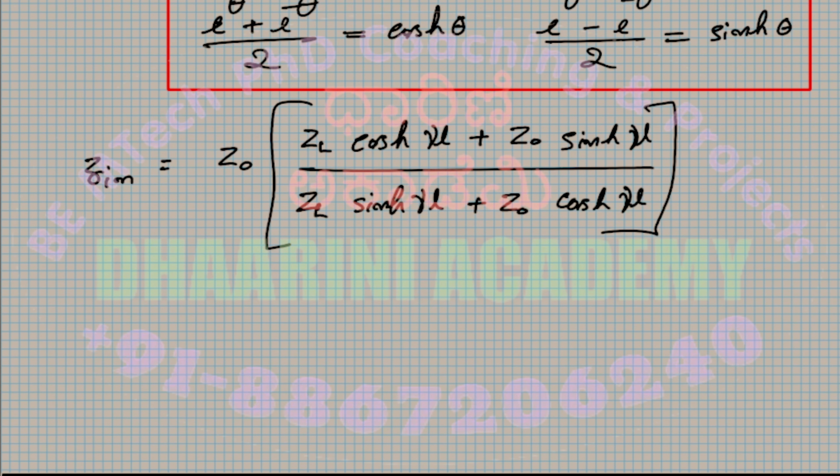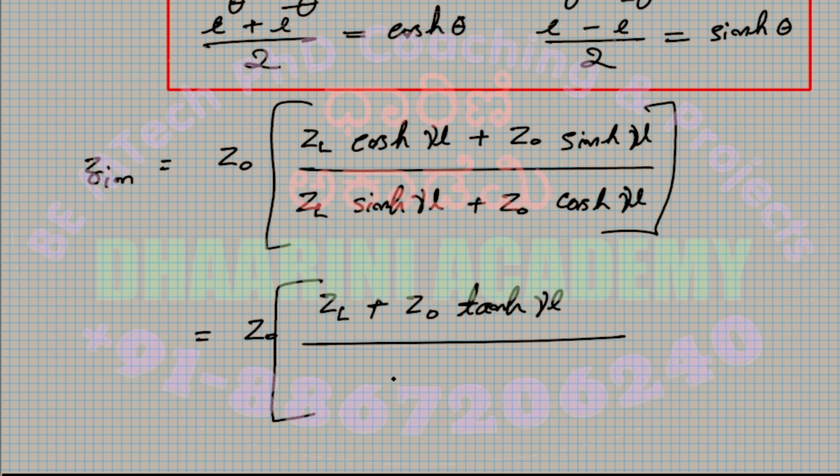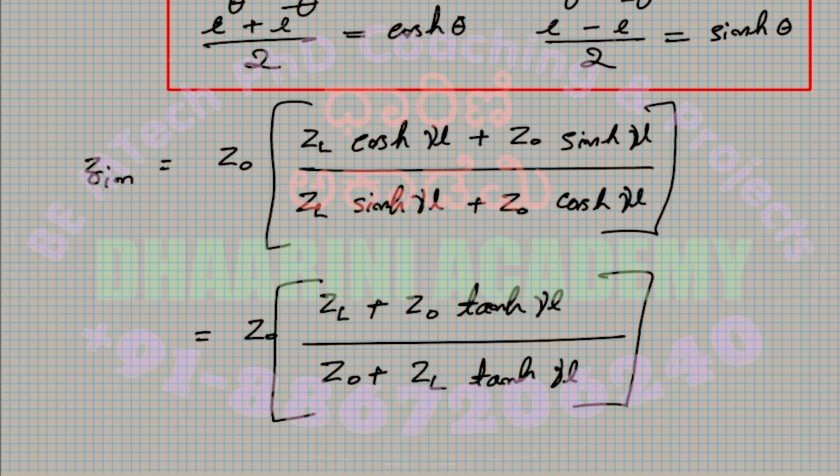Right? For simplicity, let us try to divide both the numerator and denominator by, say, cos hyperbolic, because sine by cos is tan. I can write an easier representation. So this is equal to Z naught into, yeah, so I have ZL plus Z naught tan h gamma L whole divided by denominator. The sine by cos gives you a tan h. I'll write a Z naught first. Z naught plus ZL tan h gamma L. So this is the equation.